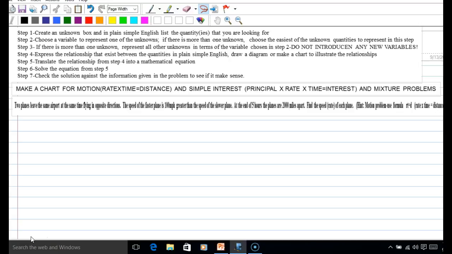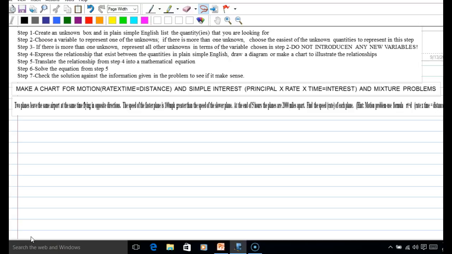For example, if you average 60 miles per hour in your vehicle and you traveled for a time of 2 hours, then the distance you would have traveled is 60 miles per hour times 2 hours, which would equal 120 miles. Also, a problem that we are going to use a formula for is that pertaining to simple interest. And again, we'll make a chart, and there are some key specifics that we'll need in that chart, which is the principal, the rate, and the time.